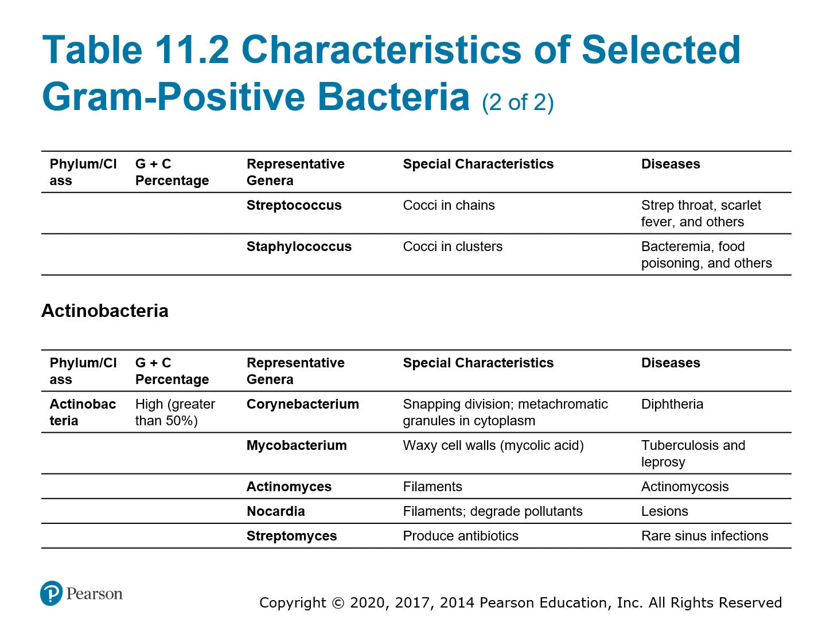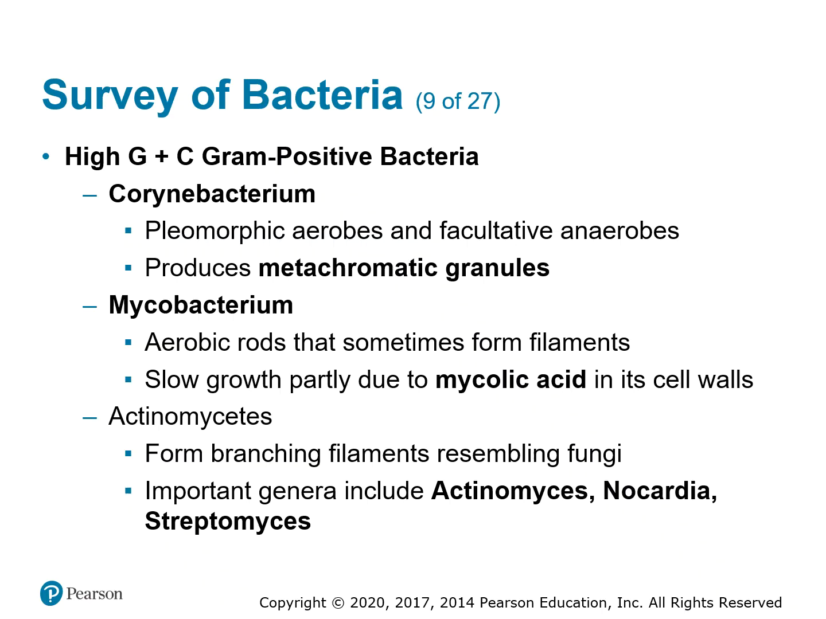Okay, Corynebacterium, these are pleomorphic aerobes and facultative anaerobes. They produce metachromatic granules. The Mycobacterium, these are aerobic rods that sometimes form filaments. These are slow growing because they have mycolic acid in their cell walls, which is unique to them. And the Actinomycetes form branching filaments that resemble fungi. Some important genera of these include Actinomyces, Nocardia, and Streptomyces.